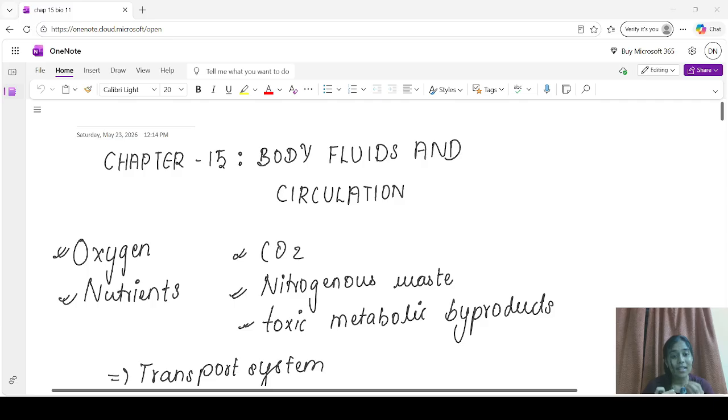Every second, trillions of cells in our body require oxygen, nutrients, and communication through hormones. At the same time, harmful waste like carbon dioxide must be removed continuously. To manage all of these, the body has developed one of the most advanced systems called the circulatory system. The two major fluids involved in the circulatory system are blood and lymph. In this chapter, we are not just going to study blood vessels and the heart. We are going to study how every single heartbeat keeps you alive every second.